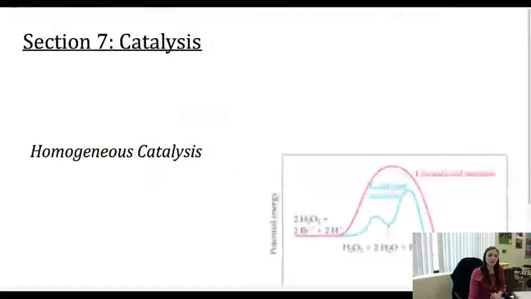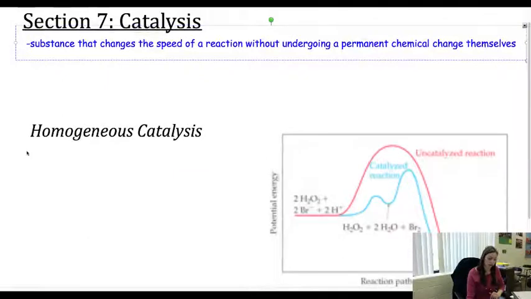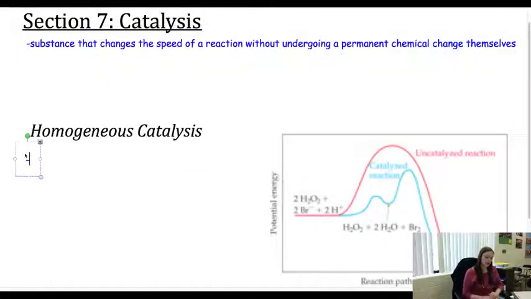Section 7 deals with catalysts. Catalysts are substances that change the speed of a reaction without undergoing a permanent chemical change themselves. There are two types of catalysts: homogeneous catalysts and heterogeneous catalysts. Homogeneous catalysts are in the same phase as the reacting molecule. They again are present at the beginning and at the end. All they do is lower the activation energy or our frequency factor.